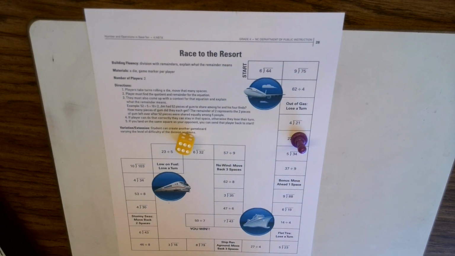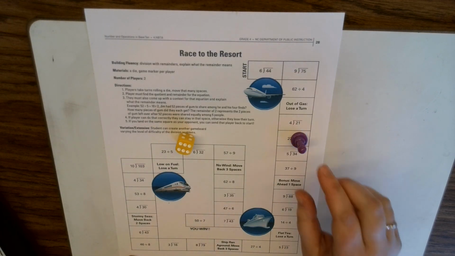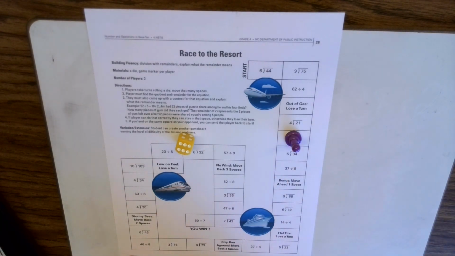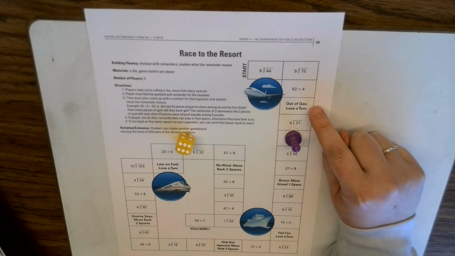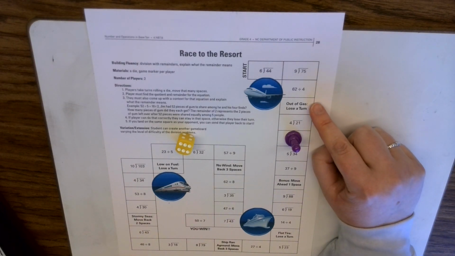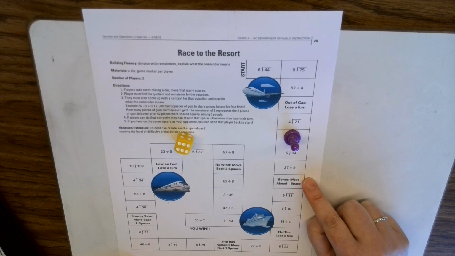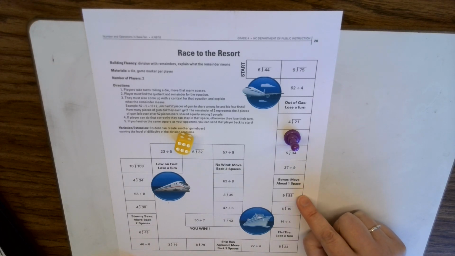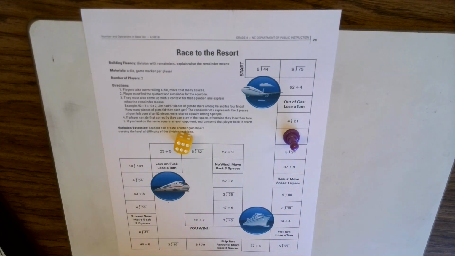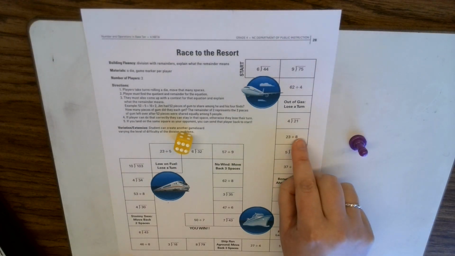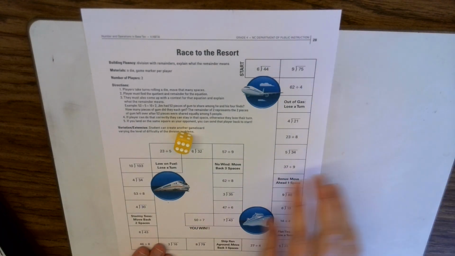I need to do whatever that space says. If it's an equation, like this one is, I'll solve it. If it has words in it, like this one, out of gas, lose a turn, then I lose my turn. If it says bonus, move ahead 1 space, I move ahead 1 space and solve that problem. I do whatever it says. Since mine had an equation on it, I'm going to solve it.